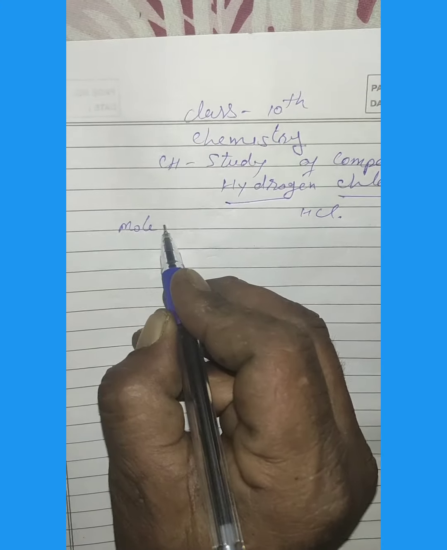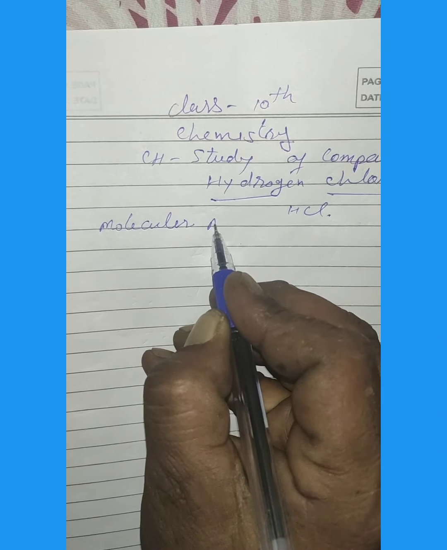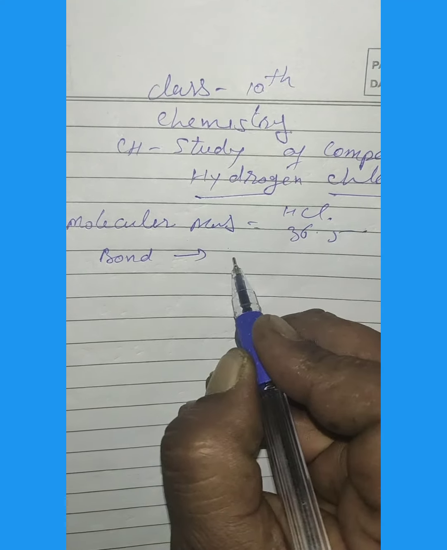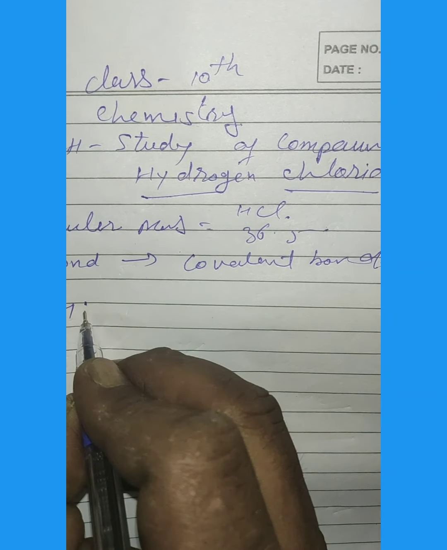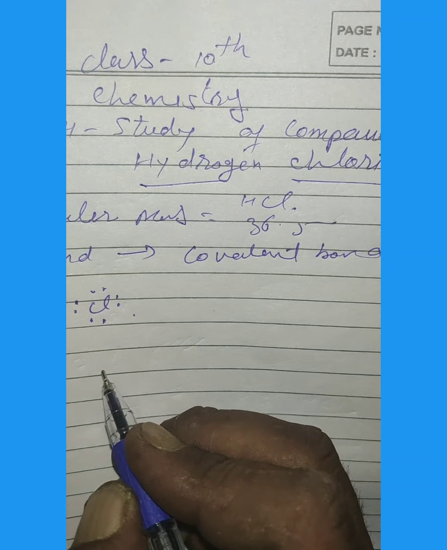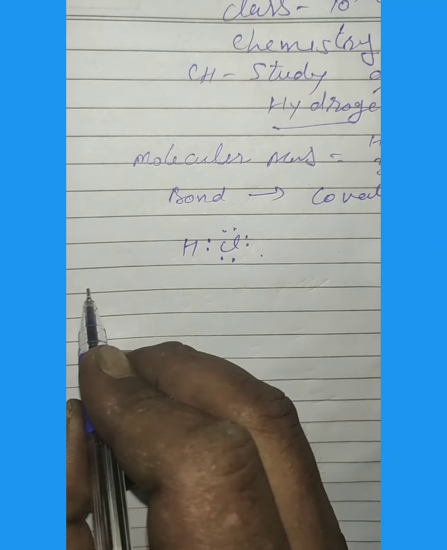Its molecular formula is HCl. Its molecular mass is 36.5 and the bond between the hydrogen and chlorine is a covalent bond. Its dot structure is hydrogen, chlorine. This is called the dot diagram, or we can also say electron dot structure.